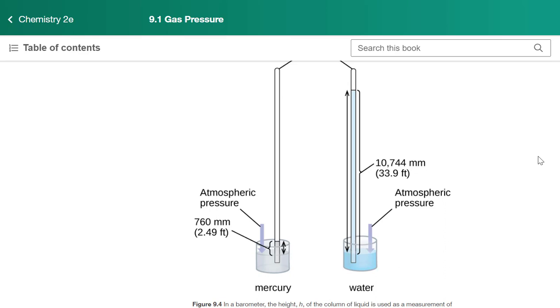The challenge, though, is that instead of something that goes about 2.5 feet, this would go about 30 to 35 feet. That's how high it would be. So we would basically need a 3-story building to contain a barometer using water as the liquid. Now, it would be great if we had that option. We don't have that option here.